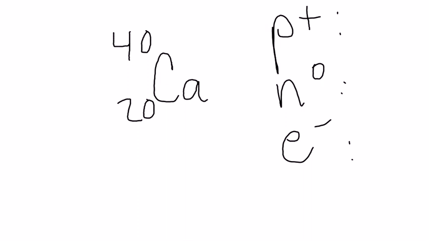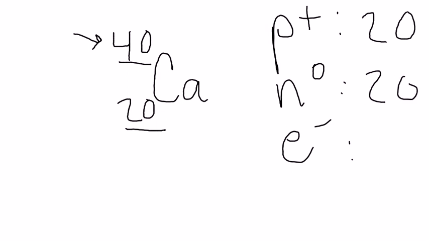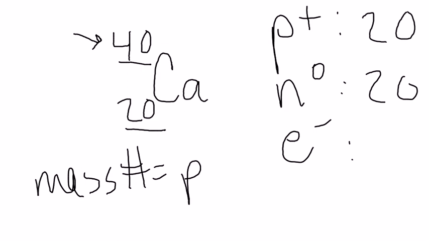Here's another example. Calcium. This particular calcium atom has an atomic number of 20 and a mass number of 40. Remember from the last slide, that means that if the atomic number is 20, it must have 20 protons. Since it has a mass number of 40, and we know 20 of those are protons, that leaves us with 20 neutrons. Remember, mass number equals protons plus neutrons.